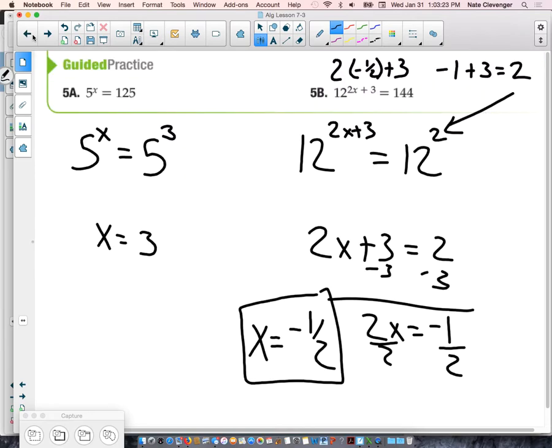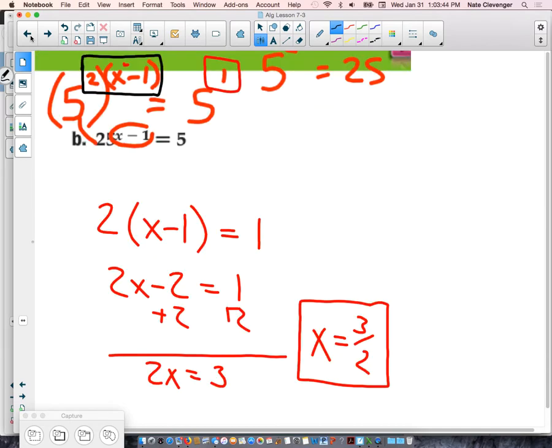How come, when you change it to the same base, your 2 doesn't become a 4, 4x plus 3, on this one? Because it already has a base of 12. I didn't have to do anything to it, so it just stays as this. On the previous problem, I had to change my 25 to 5 to the second, but this x minus 1 didn't change.